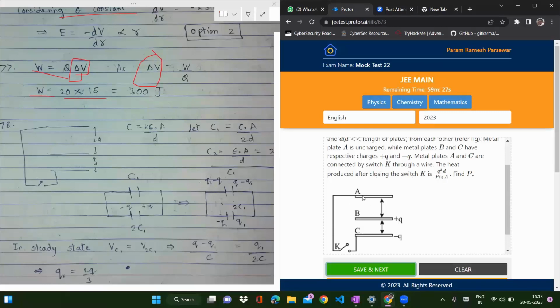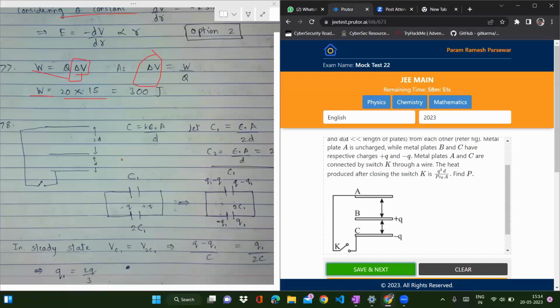So three plates are given. The plates B and C will have charge on their inner sides, plus Q and minus Q. So we have a capacitance system, a parallel plate capacitor system. We have one wire from A, one wire from C, and it is said that we'll close this switch, this key, and after that we need to calculate the heat produced due to the redistribution of charges which will happen after closing the switch.